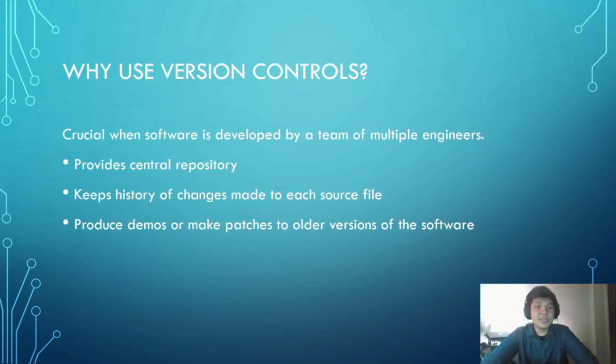So why do we use version control? Well, it is very crucial because when developing software with multiple engineers, you need version control because it provides a central repository. Second, it keeps a history of changes made to each source file, and third, it produces demos or makes patches to older versions of the software.